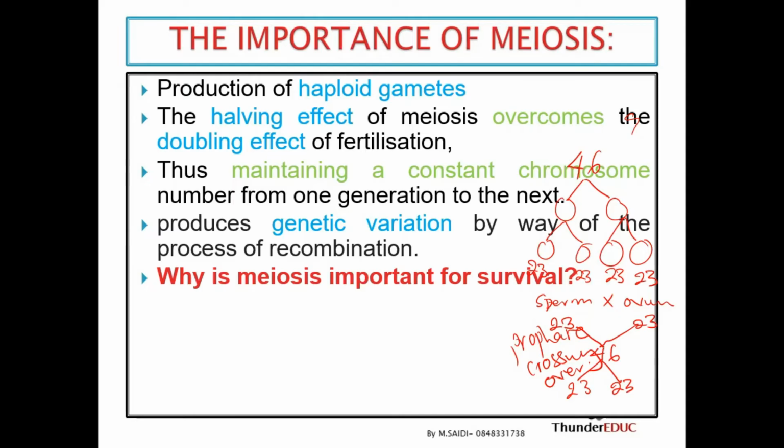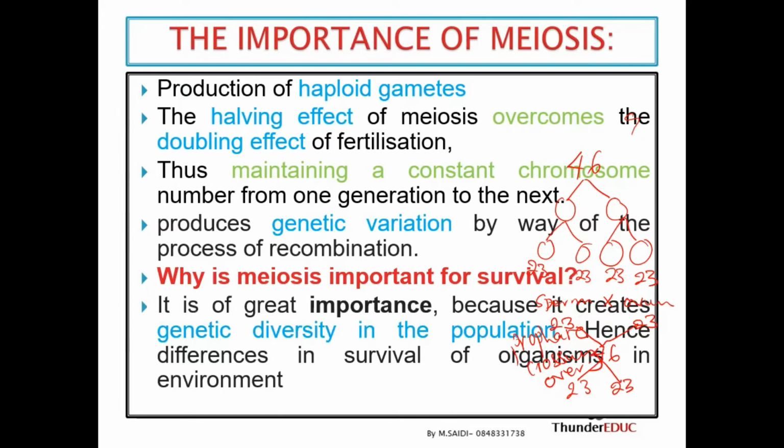Yes, if you can't survive, then it means that you have to migrate to the area where you can survive or where you can compete better. If you can't, then you die. You are wiped out. So the importance of meiosis is to bring about variation so that there is survival of these organisms in the population. It is of great importance because it creates genetic diversity in the population, hence difference in the survival of the organisms in the environment. So basically, that's what brings about survival.